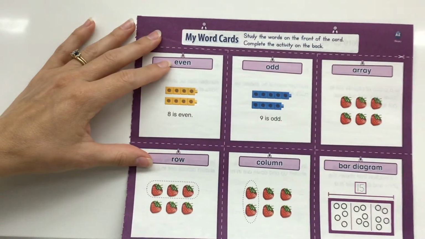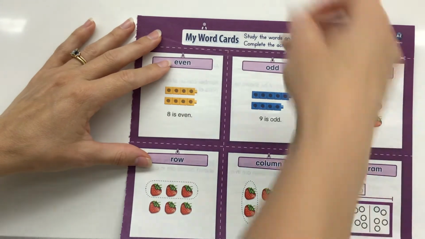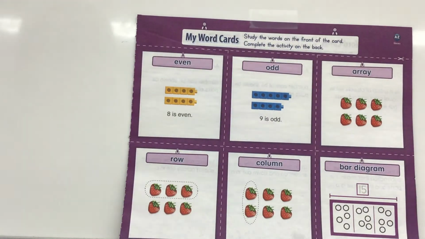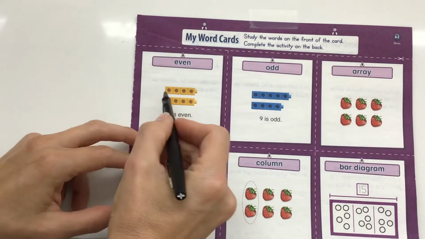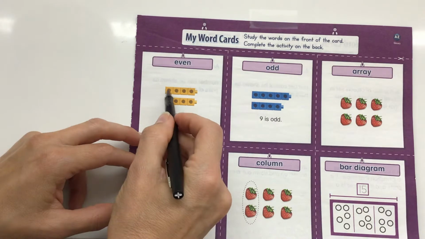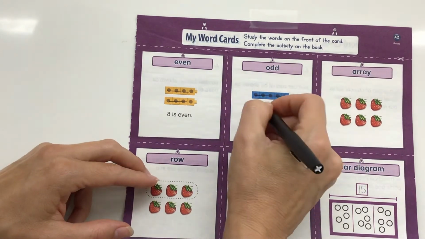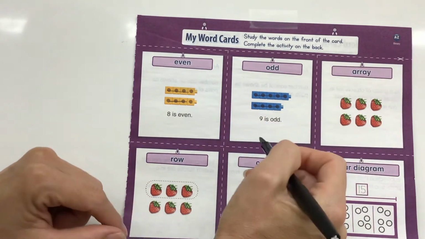Okay, on our next page, we have our word cards. So the answers, we're going to put the answers on the back in just a second. So let's take a look at this. We have even, the same amount. 8 is even. We have the same amount. Odd is when they are not the same. Okay? 9 is an odd number.